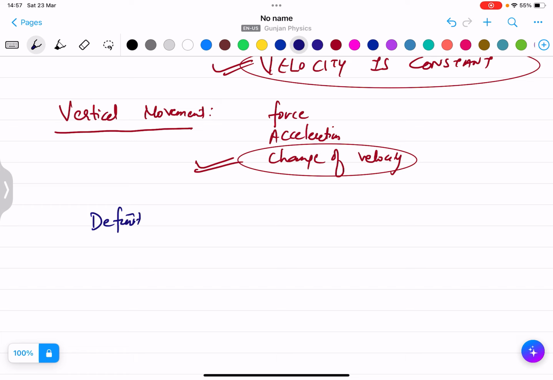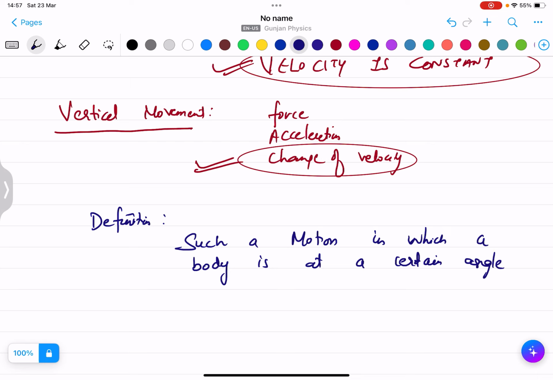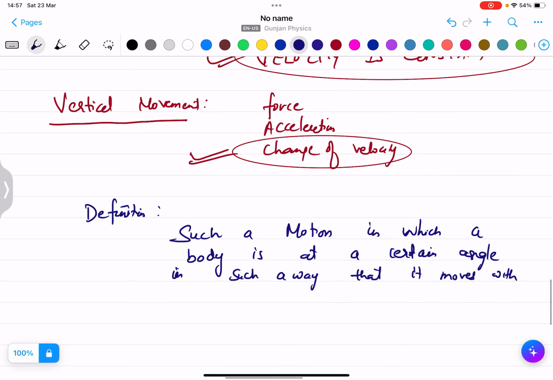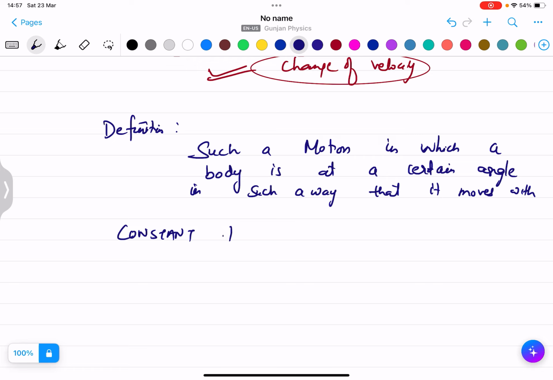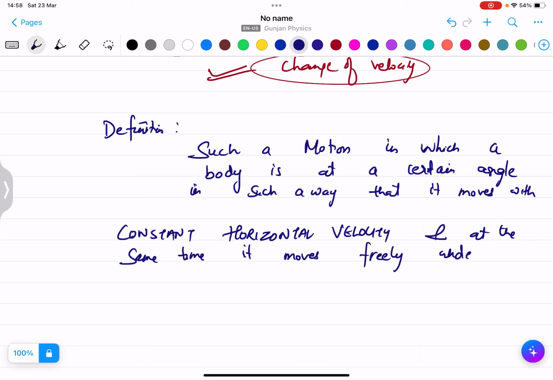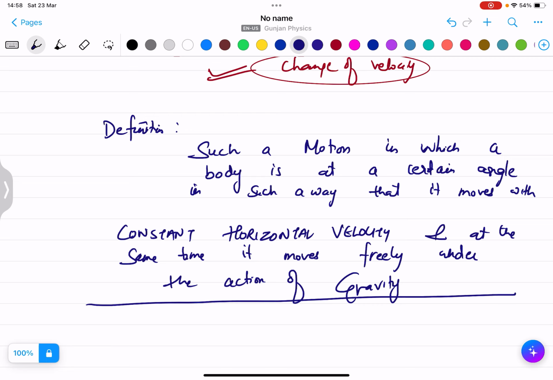What will be the definition of a projectile? Such a motion in which a body is projected at a certain angle in such a way that it moves with constant horizontal velocity and at the same time it moves freely under the action of gravity, right? So this is basically the definition of projectile motion.